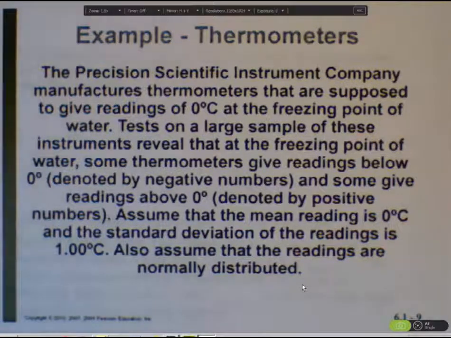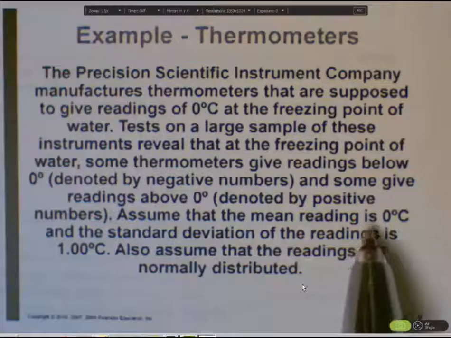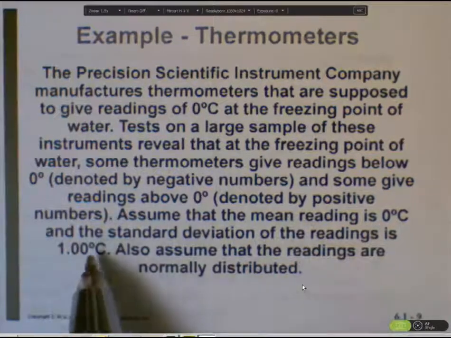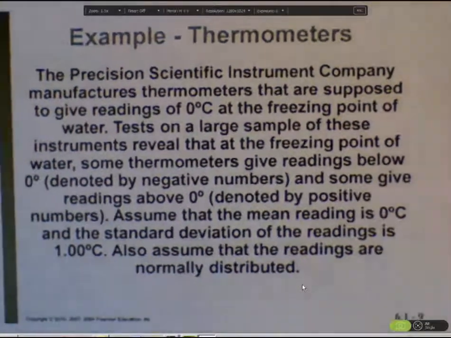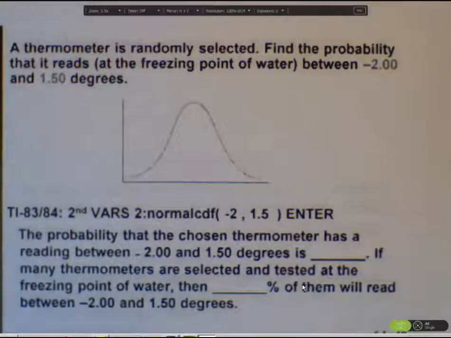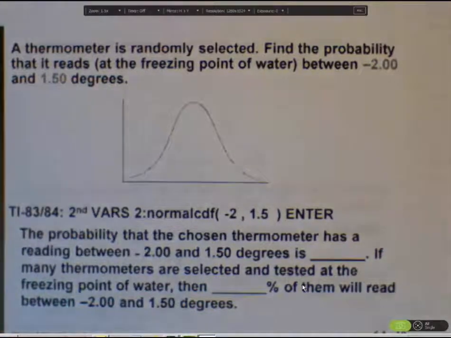So let's assume that we have a lot of thermometers manufactured by the Precision Scientific Instrument Company, and the mean reading of the thermometers is 0, and the standard deviation of the readings is 1. Also assume that the readings are normally distributed. If we randomly select a thermometer, we want the probability that it reads between -2 degrees and +1.5 degrees.